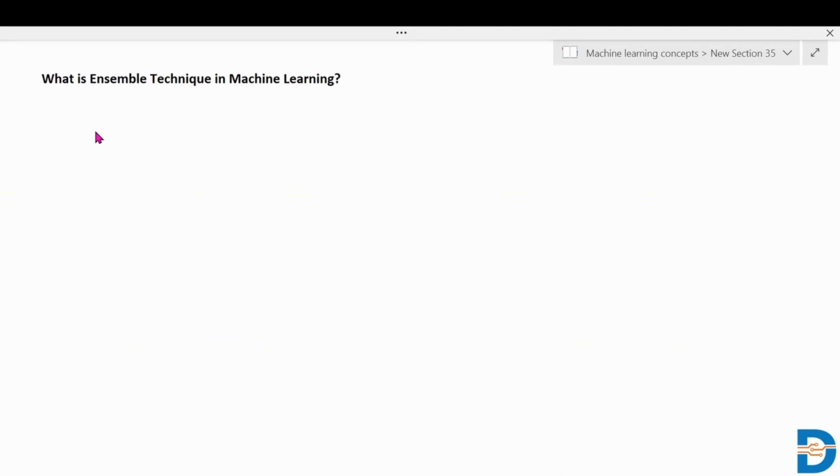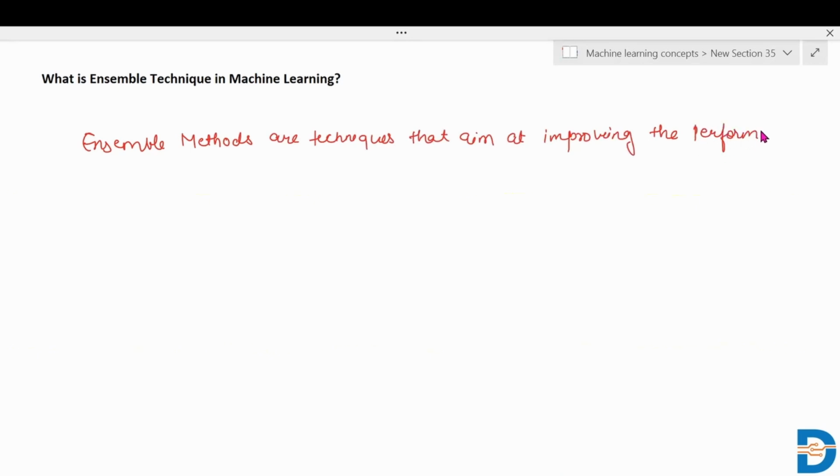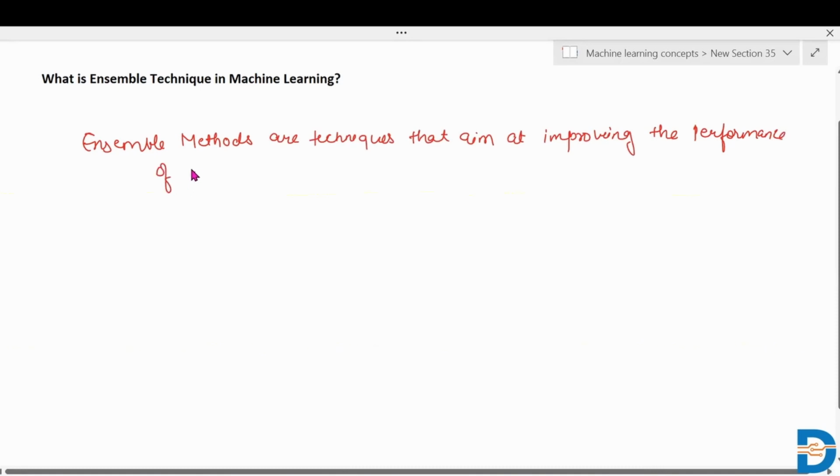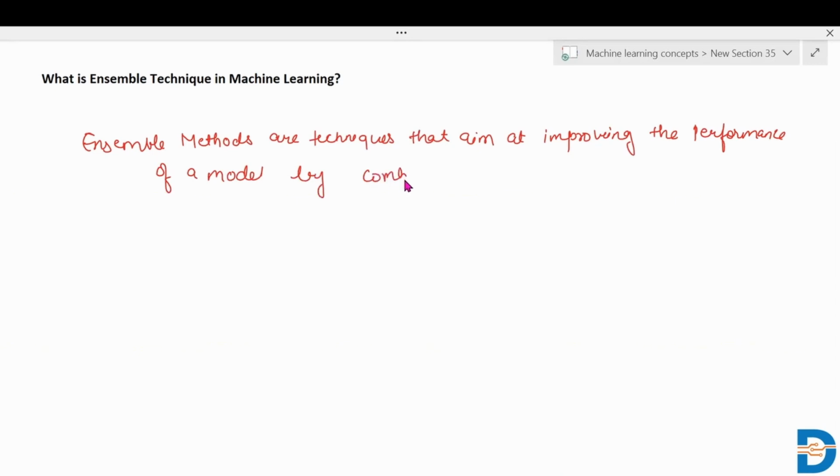Okay, so we can say that ensemble learning or ensemble methods are techniques in machine learning that aim at improving the performance of a model by combining multiple models.